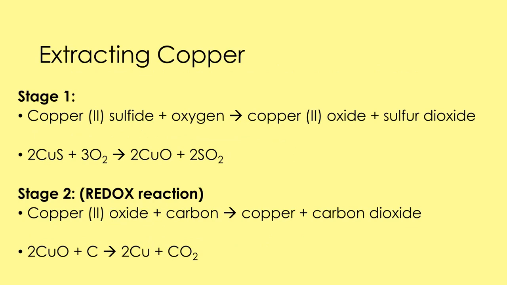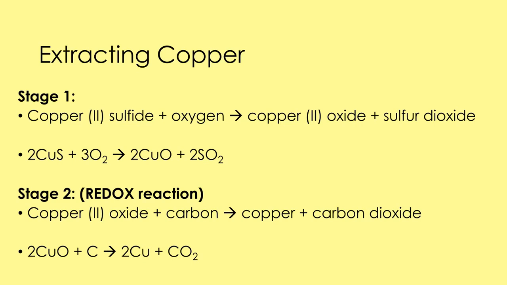So you need to know the specific equations for extracting copper. When we extract copper from its ore, some of the ores are the oxides themselves, so it's easy just to stick the carbon in. We can do the reduction reaction straight away. But in the case of copper, it's more usual that the ore that's used for extraction is copper sulfide. So you can't react that directly with carbon.